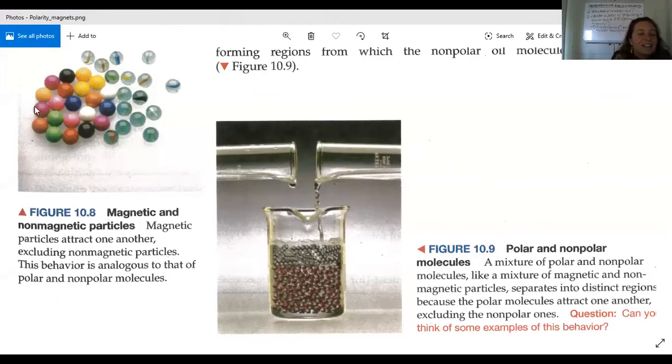All right, so here are the magnetic marbles attracting to each other, right? And as soon as a non-magnetic marble gets in there, these aren't going to want to include the non-magnetic marbles, right? They're not able to attract to the magnets. So the magnetic marbles are going to push out and exclude the non-magnetic ones. And that is a really good analogy for why oil and water don't mix.